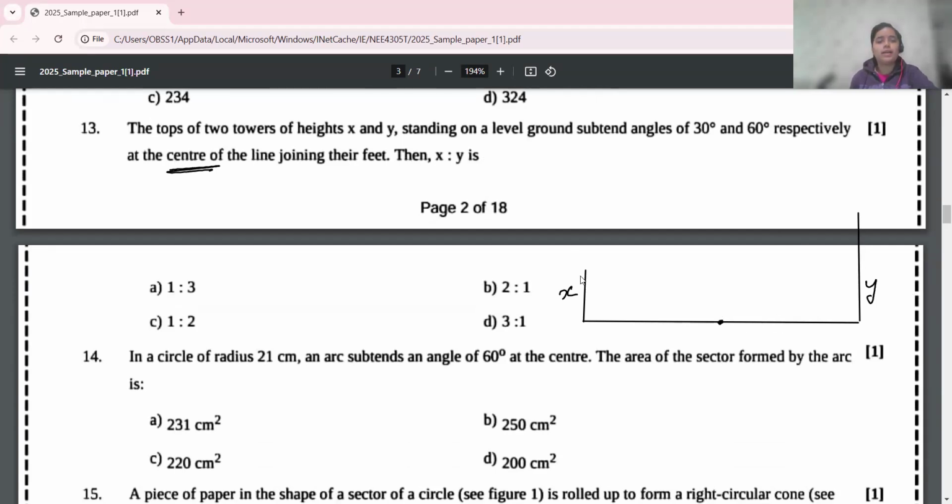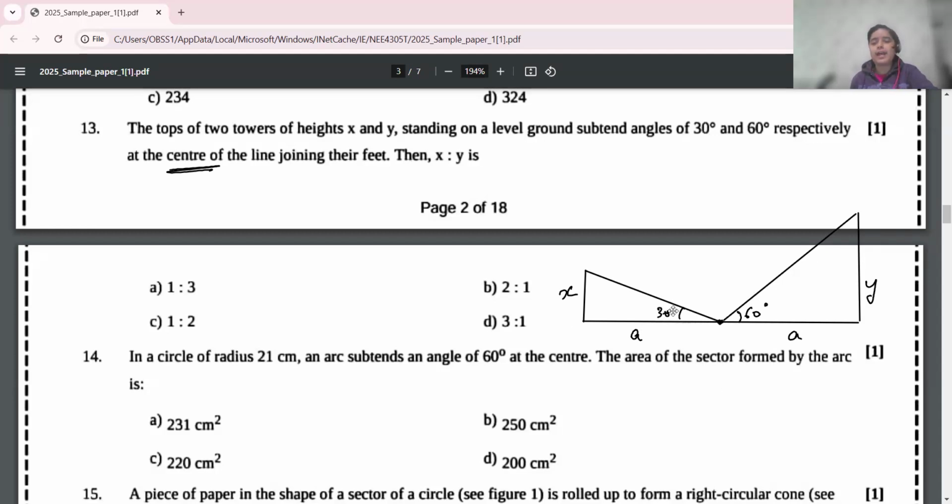Now I am joining the tops of these towers, which means that this angle is 60 degree and this angle is 30 degree, as has been given to us. This is 30 degree, this is 60 degree, and we have to find the ratio of x is to y. Now here we know that this point is the midpoint. So this is also some length, say A, and this is also some length A.